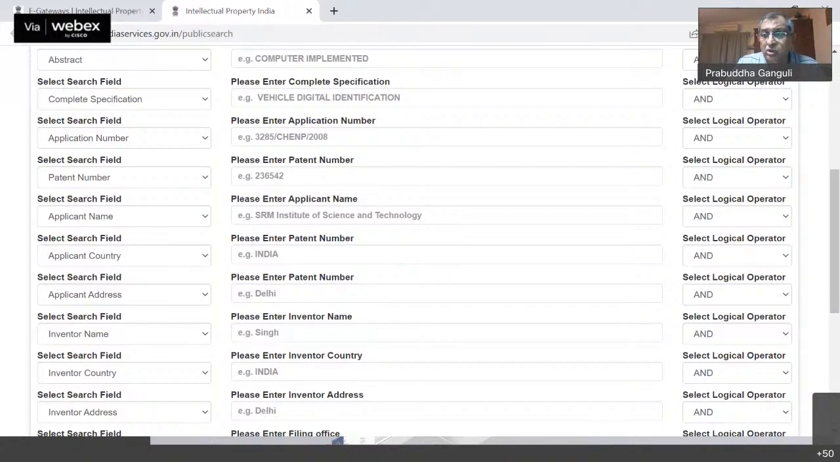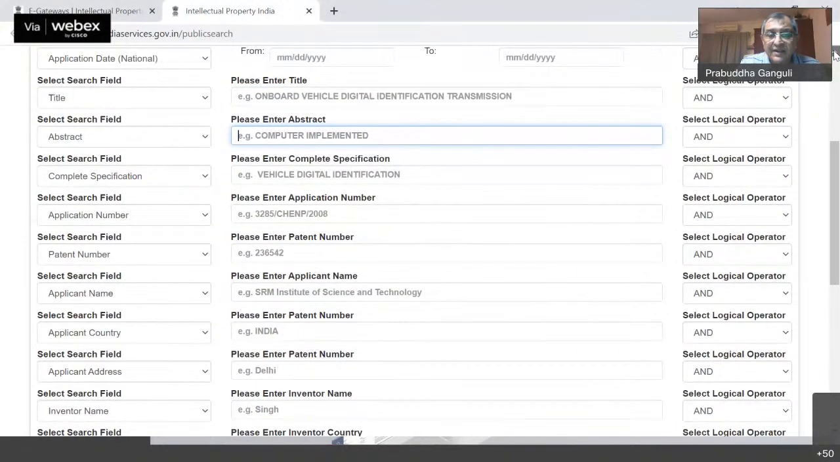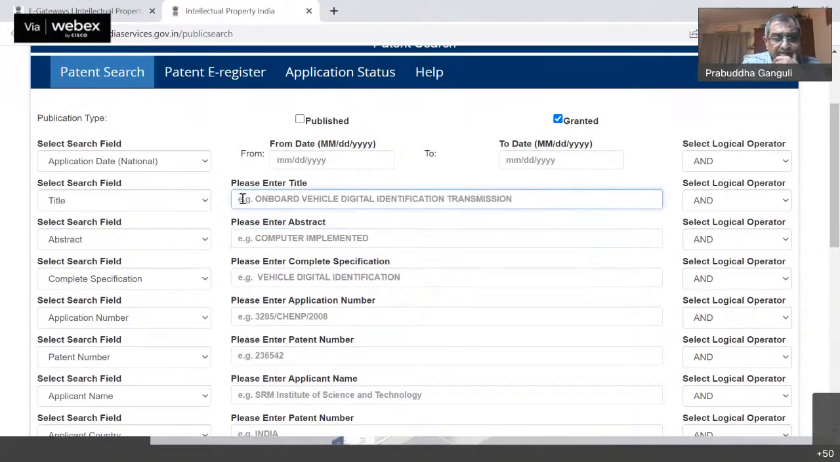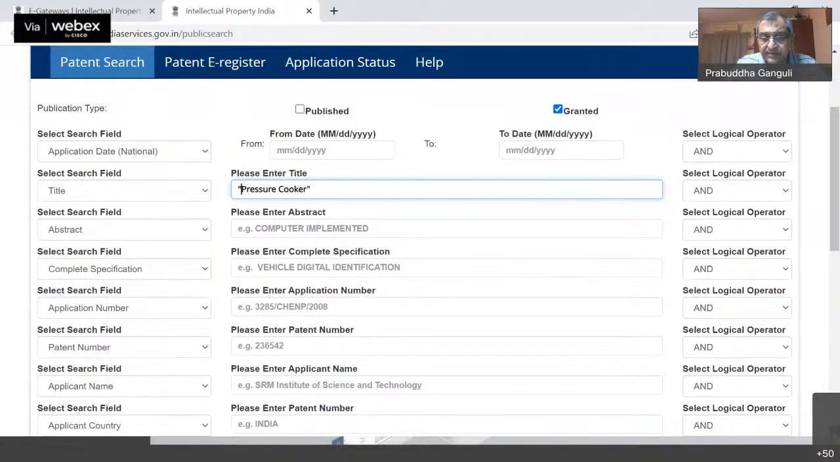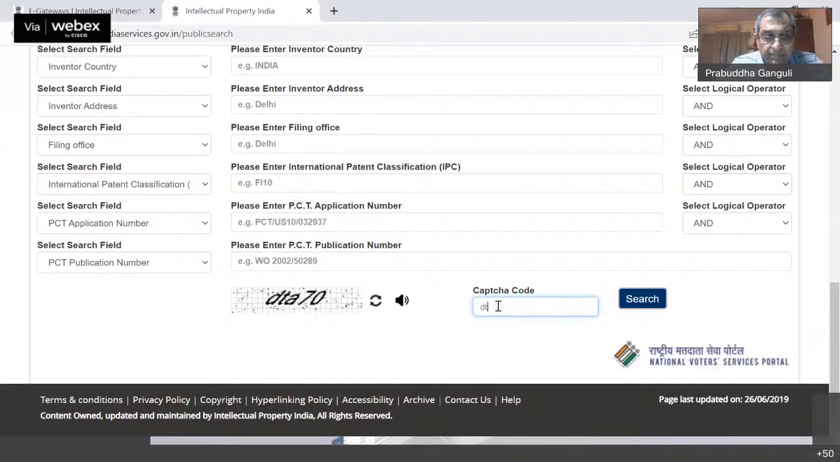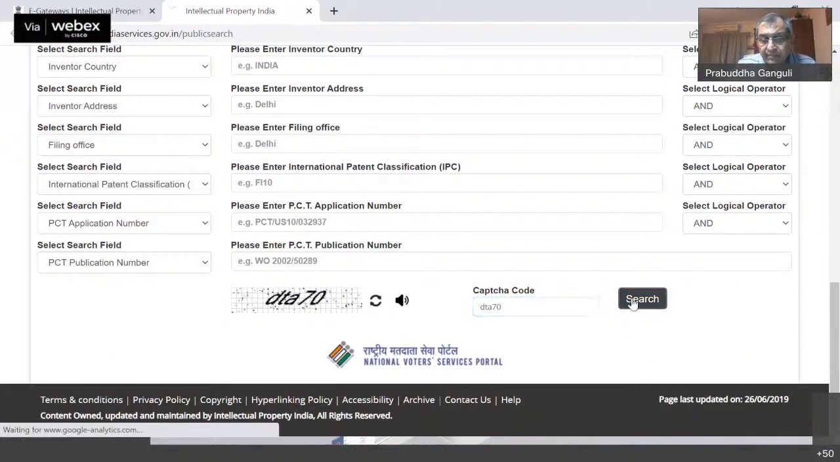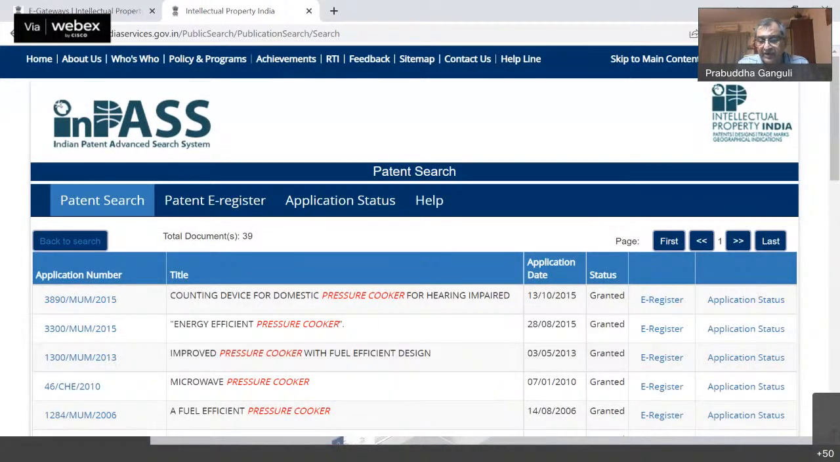So let us say I want to do a search. Let us see what are the, is it, abstract. Let's go here and let us say that I'm doing research. Now here it says title. And suppose I'm doing research on pressure cooker. And I want to see the granted patents in India. Here, immediately because I put it under there, see all these.